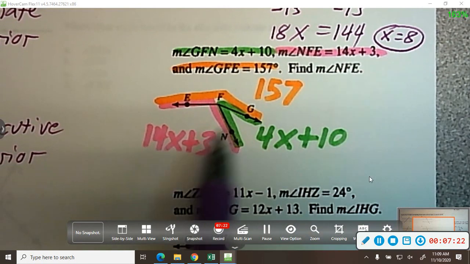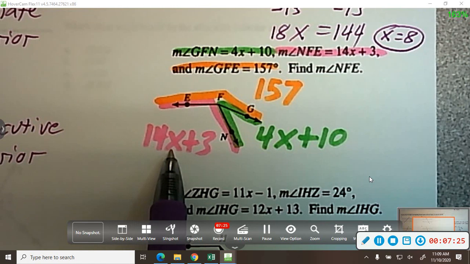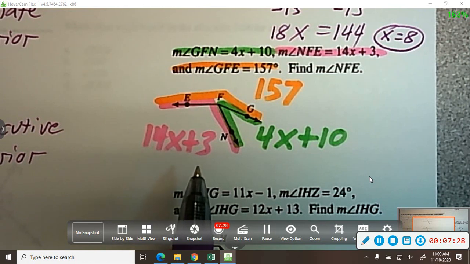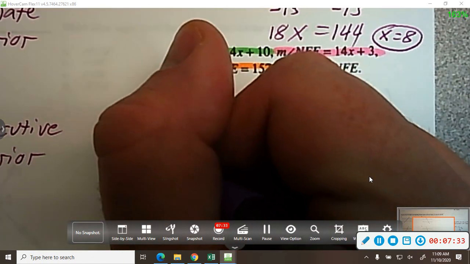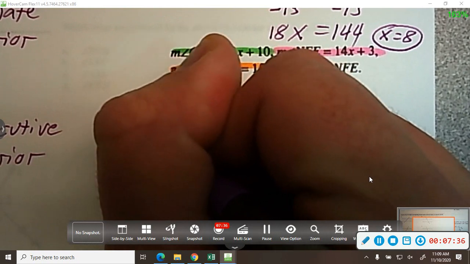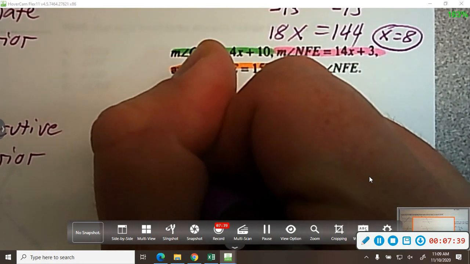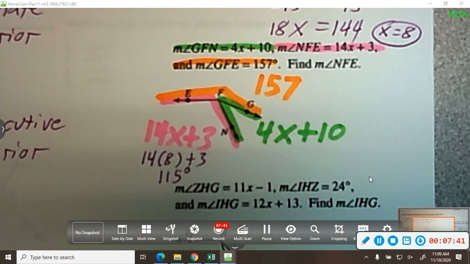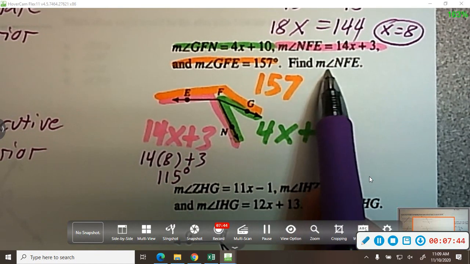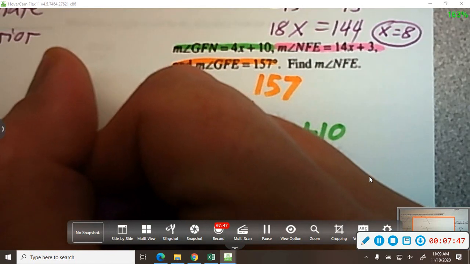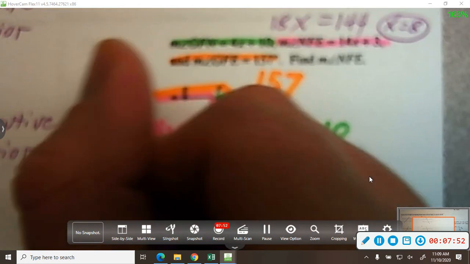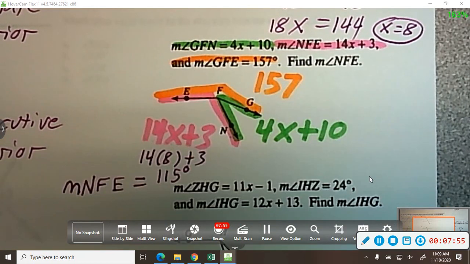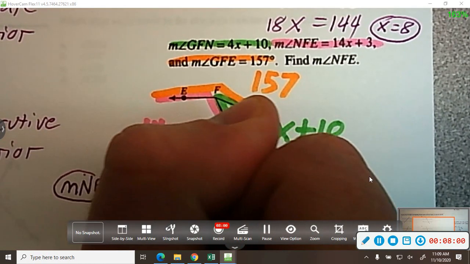So I need to plug 8 back in. 14 times 8 plus 3. If I plug 8 here, 14 times 8 plus 3 is 115. So I would say that is the measure of NFE. The measure of NFE equals 115. And that's really the answer that you want right there.